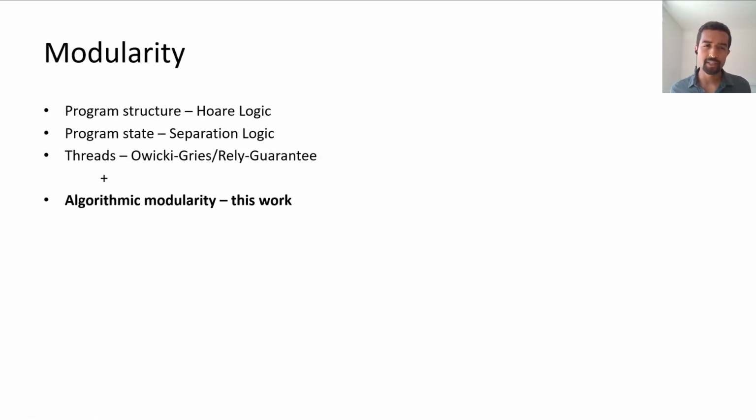And so what we propose in this work is a new form of proof modularity, one that we call algorithmic modularity, where we can separate the proof along the lines of the algorithms used, one algorithm used for concurrency and the other algorithm used to maintain the underlying structure. And so what we get as a result of this work is proofs that are modular not only in the sense of structure, state, and threads, but also this new algorithmic modularity.